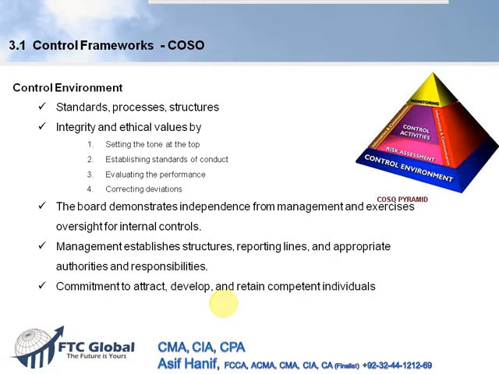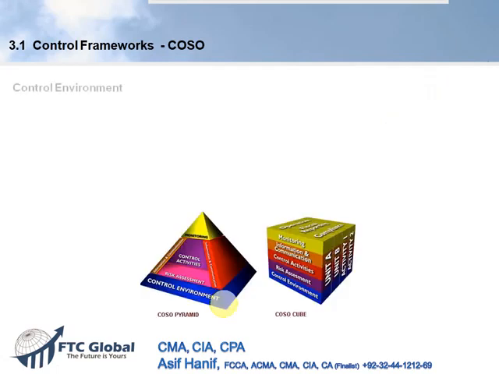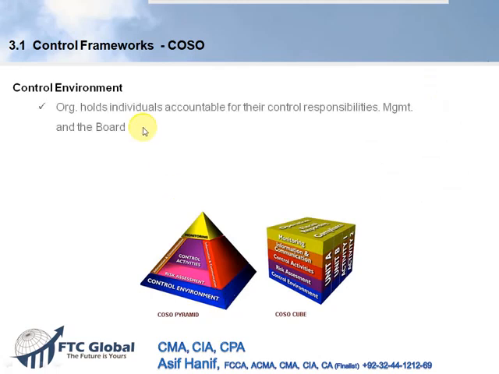Next element within this control environment is a system of accountability. Whenever you have been given authority, you're also responsible for certain commitments, certain accountabilities. So the organization holds individuals at all levels responsible for their control responsibilities. As I told you, the board has a role of oversight and strategic direction, and management establishes controls, enforces accountability, evaluates performances, etc. This is the domain of management.